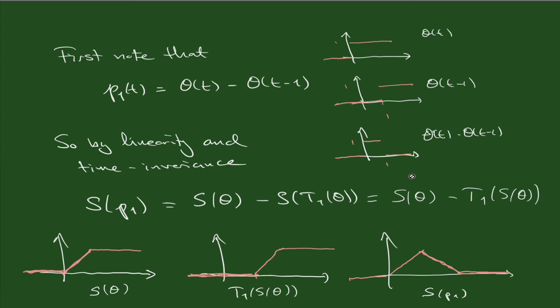And by using time invariance and linearity, we know that the system response to this P1 is then the system response to theta minus the system response to T1 theta, the time delayed theta. That's linearity. And the system response to T1 theta is T1 of the system response to theta. That's time invariance. So that means that we can compute the system response to theta, well, that was given, and we can compute the time delayed system response to theta. It's just a time delayed unit response. And the difference between these two pink graphs on the bottom of the page is the system response to P1. So the system response to P1 here would be some kind of triangular pulse.